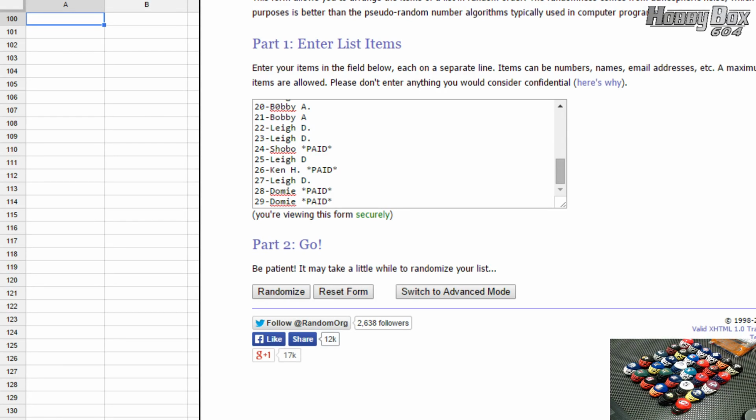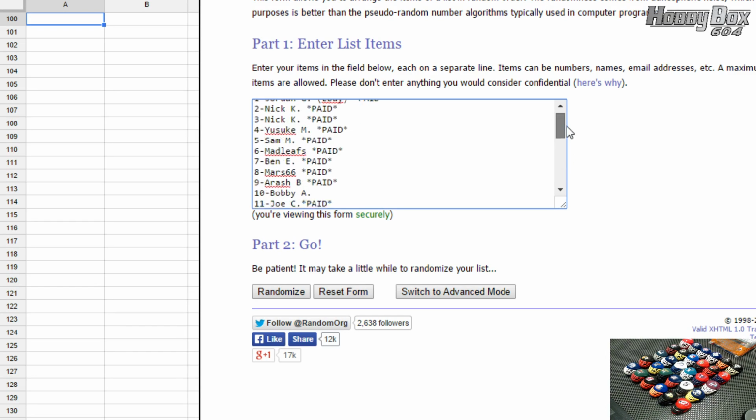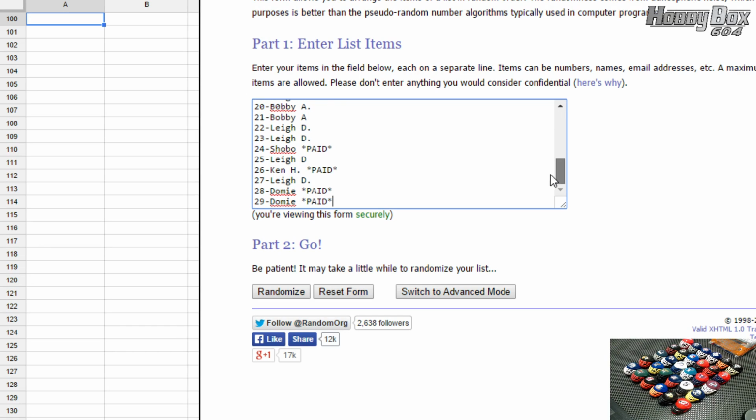Hey guys, Hobbybox604 finally got group break number 161 filled. This is a case of 14-15 Upper Deck Trilogy. We are doing a draft. As you see all the names here, all the way down to Domi. We're going to randomize three times and determine the draft order. Then we'll pick the teams.